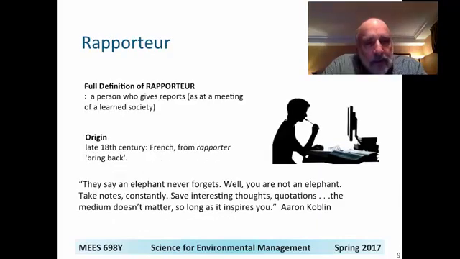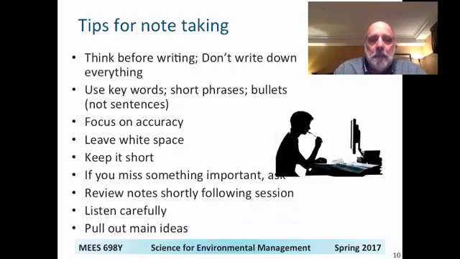To get to be an author, you've got to work off of good notes, and that takes on the task of being a rapporteur. A rapporteur is someone who gives reports, from the French rapporteur, to bring back. They say an elephant never forgets. Well, you're not an elephant. Take notes constantly. Save interesting thoughts, quotations. The medium doesn't matter as long as it inspires you. So you've got to be a good listener and write it down.